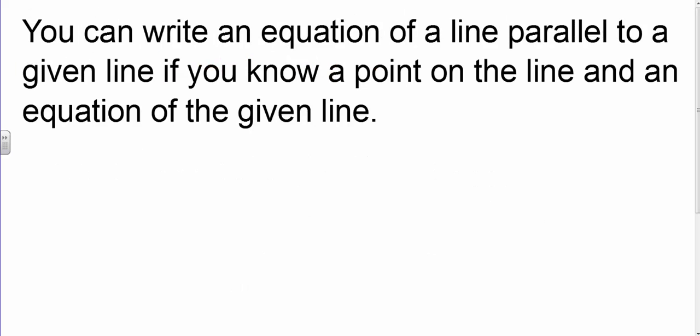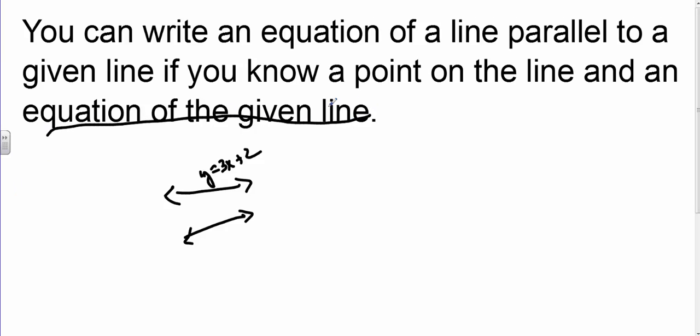You can write the equation of a line parallel to a given line if you know a point on the line and an equation of the given line. This is what that whole sentence means. Here's a line and here's another line. Pretend they're parallel. Those two lines are parallel. If I know the equation of this line is y equals 3x plus 2, then I know the equation of the given line right here, okay?